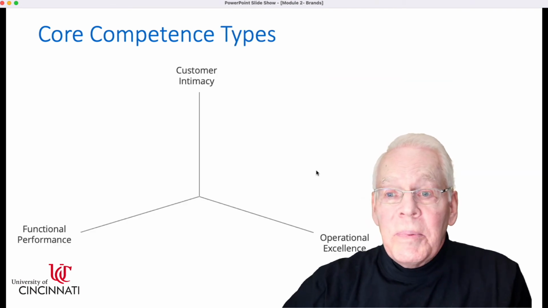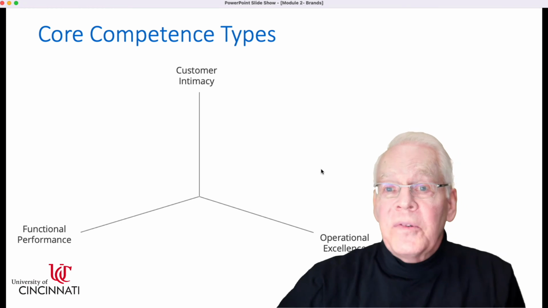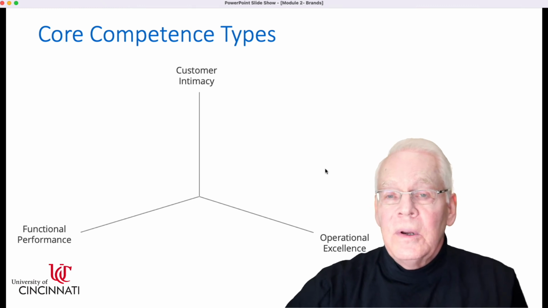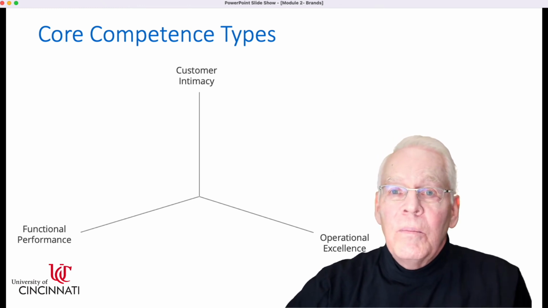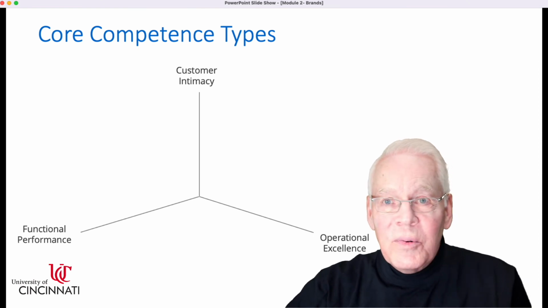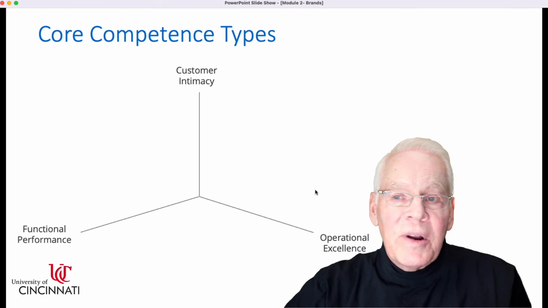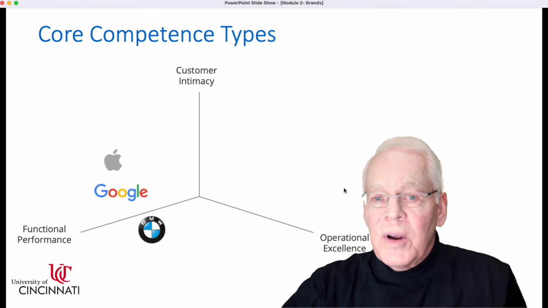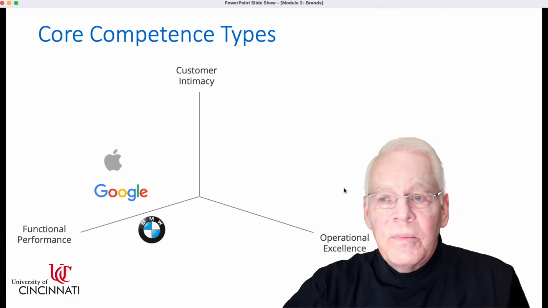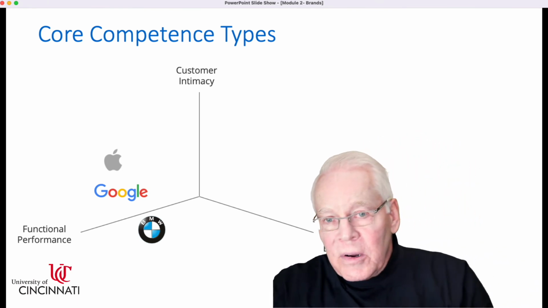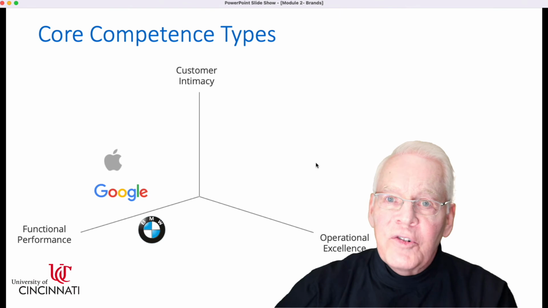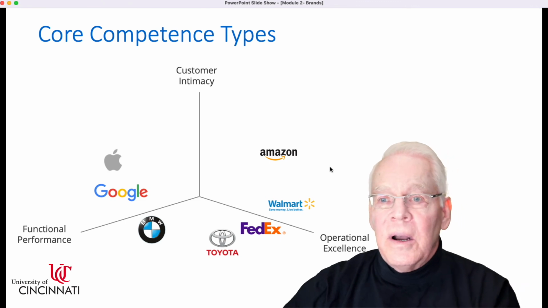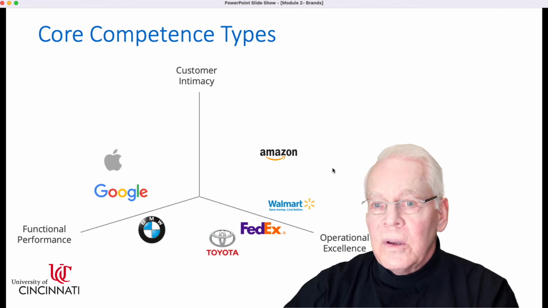So, core competencies come in different types, and here are some examples of companies and where they lie on this sort of spectrum, this three-dimensional view of core competencies. Some are more customer intimate, some are more functionally driven, some are more about operational excellence. So for example, you look at BMW, right? BMW, the ultimate driving machine. It's all about functional performance. Google, the Google search engine, or Apple products, clearly they're more of a hybrid, somewhere between functional performance and customer intimacy. You look down at operationally driven companies, clearly the heavy logistics companies like Walmart, FedEx.